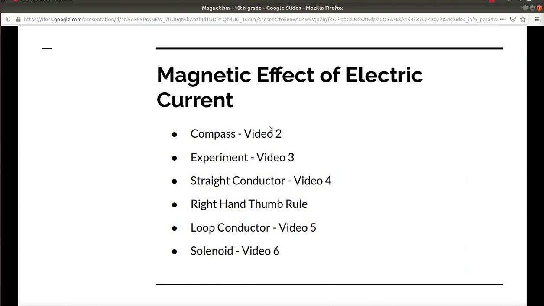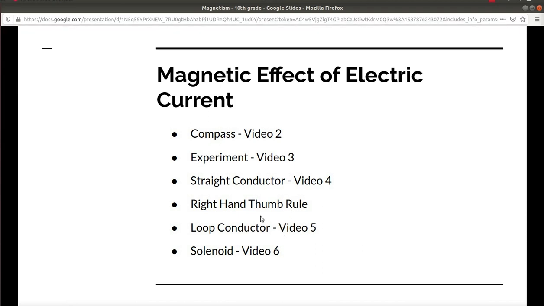First we'll see what a compass is. Then we'll look at an experiment which was conducted to show the magnetic effect of electric current. And then we will see what the magnetic effect of electric current is in a straight conductor. Along with this experiment, we will also learn the right hand thumb rule.